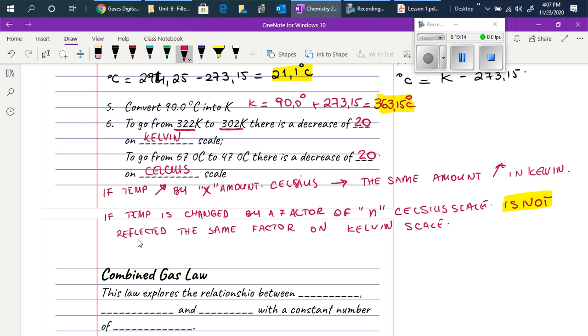Okay, so if you are multiplying, let's say, Kelvin by a factor of 2 or 1/2 or 1/3, that doesn't mean that the same factor increase or decrease will happen on the Celsius scale. But if you are increasing the amount, so if you are increasing it 20 degrees on Celsius, it will be 20 degrees on Kelvin as well.